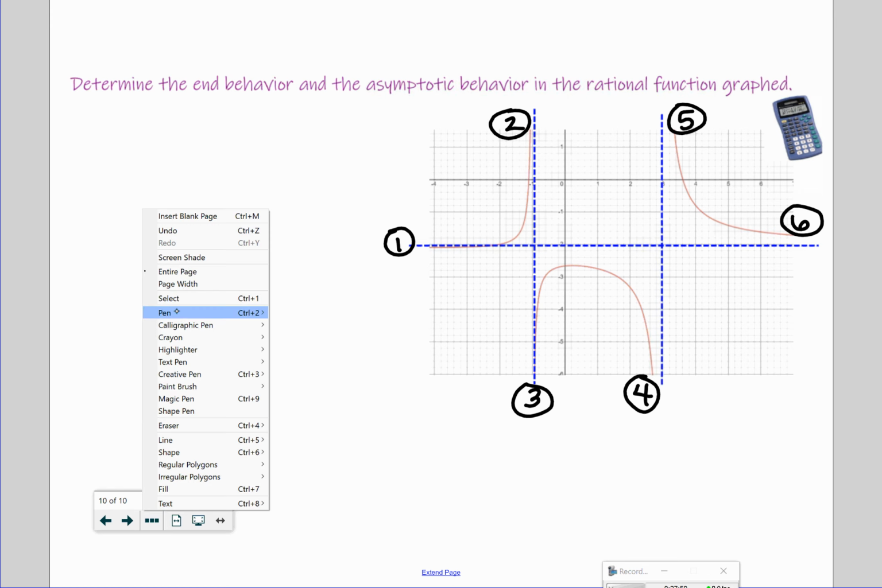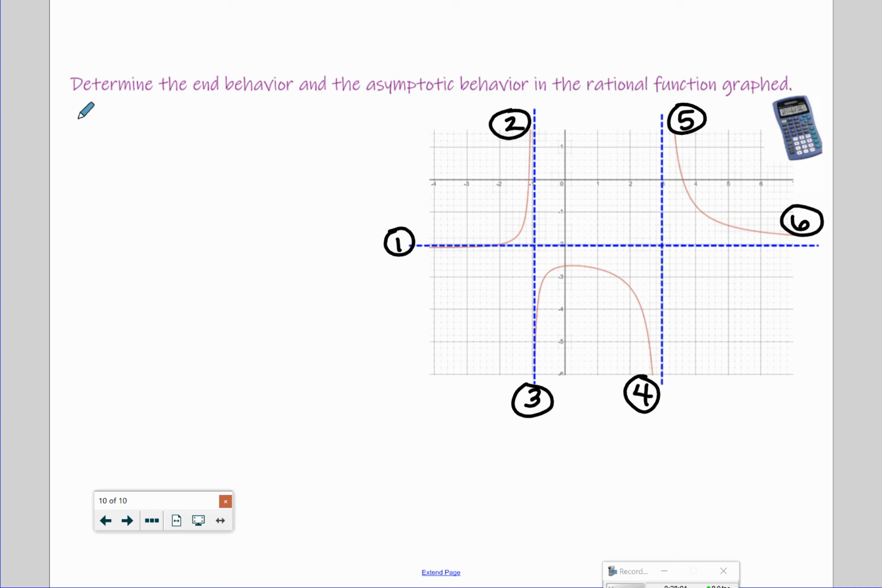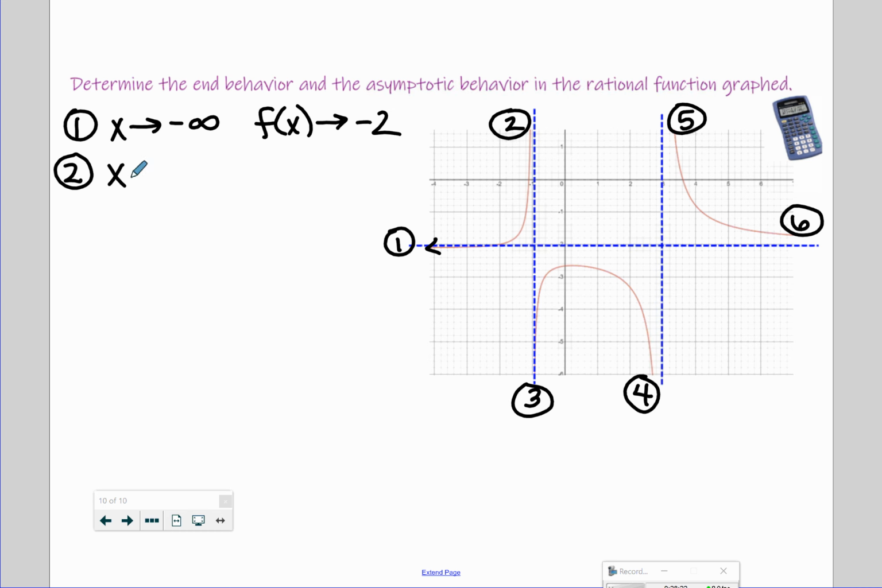All right, so let's start with end behavior number 1. X approaches, and instead of y, I'll put f of x will be correct here. As I go further to the left, my x is approaching negative infinity, and you can see I have a horizontal asymptote drawn at negative 2. That's what my y is approaching. And behavior number 2. This time, your x is approaching a vertical asymptote as you go from left to right.